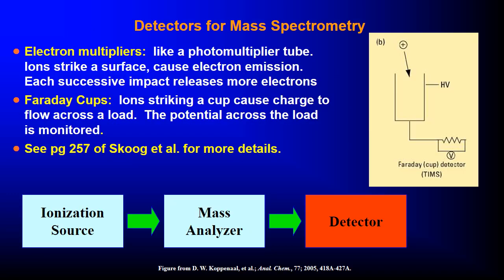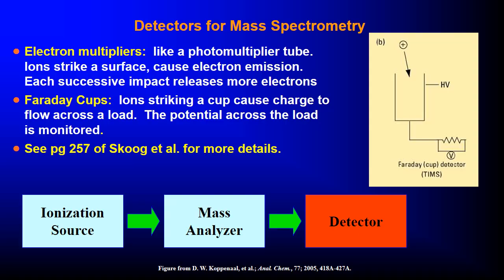For the detectors for mass spectrometers, we have the electron multipliers, like a photomultiplier tube. Ions strike a surface and cause electron emission. Each successive impact releases more electrons. Then we have Faraday cups. Ions striking a cup cause charge to flow across a load. The potential across the load is monitored.